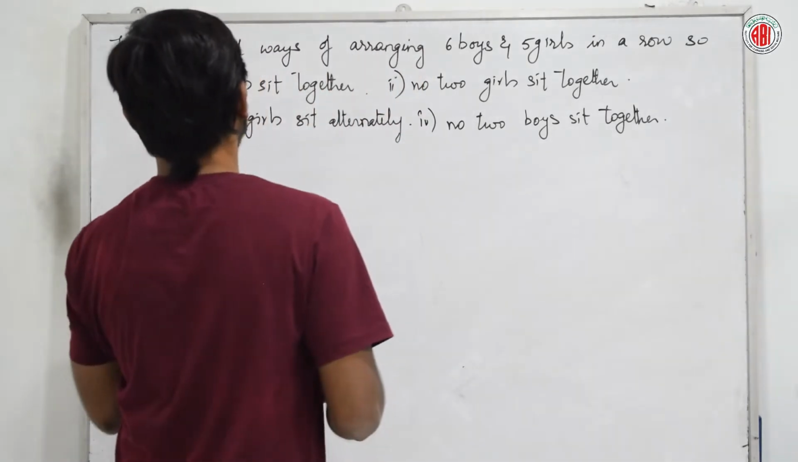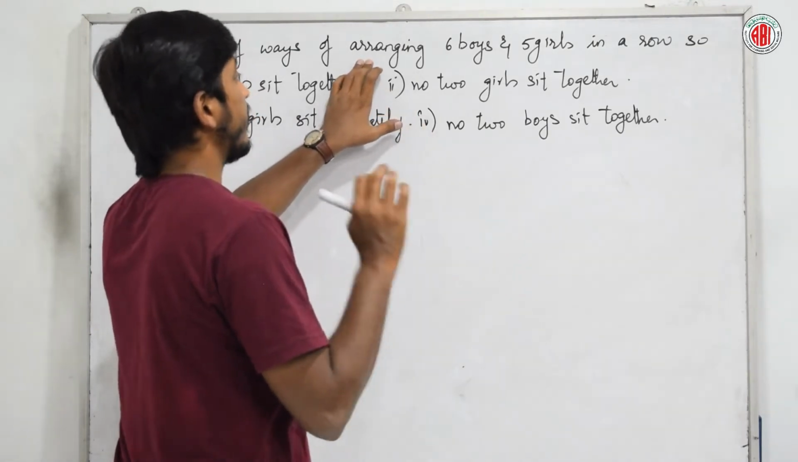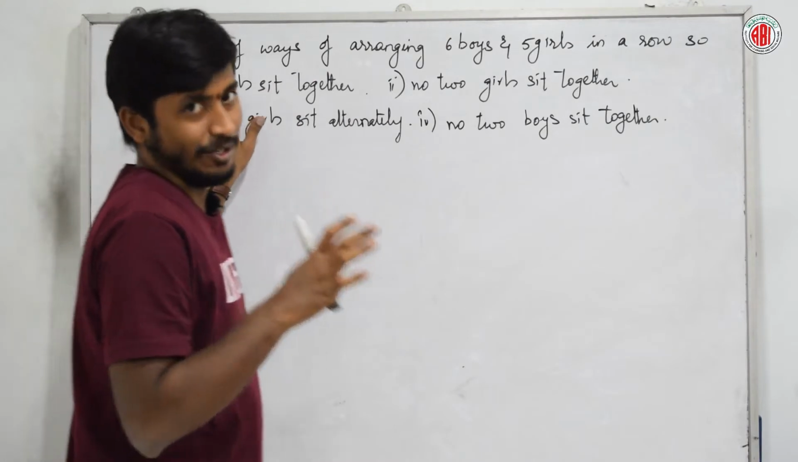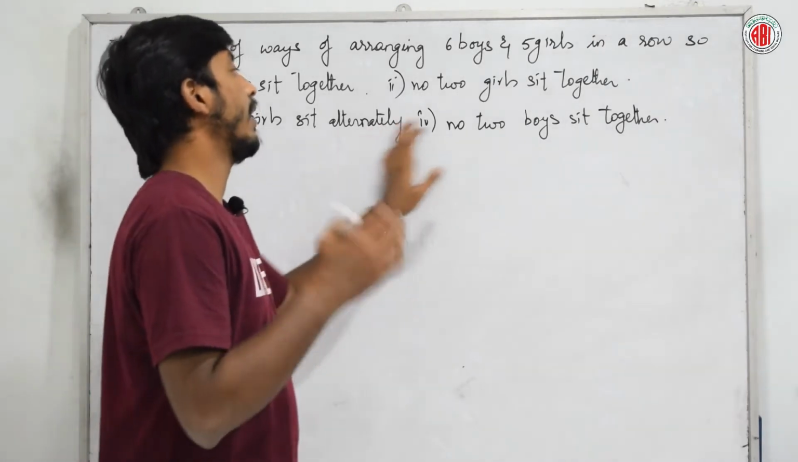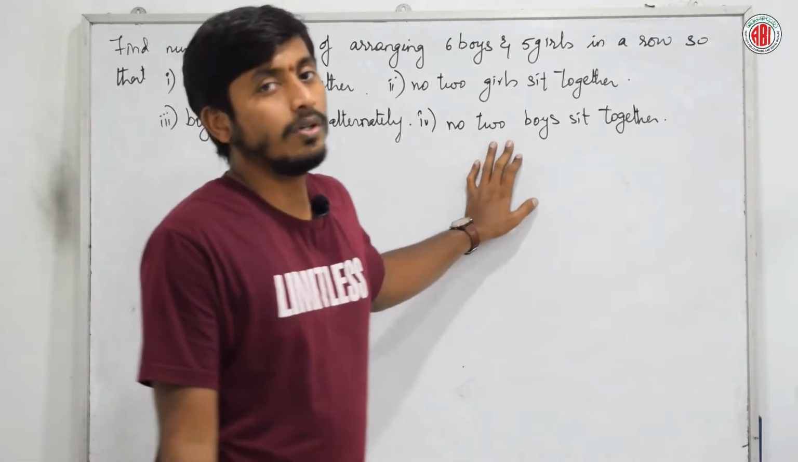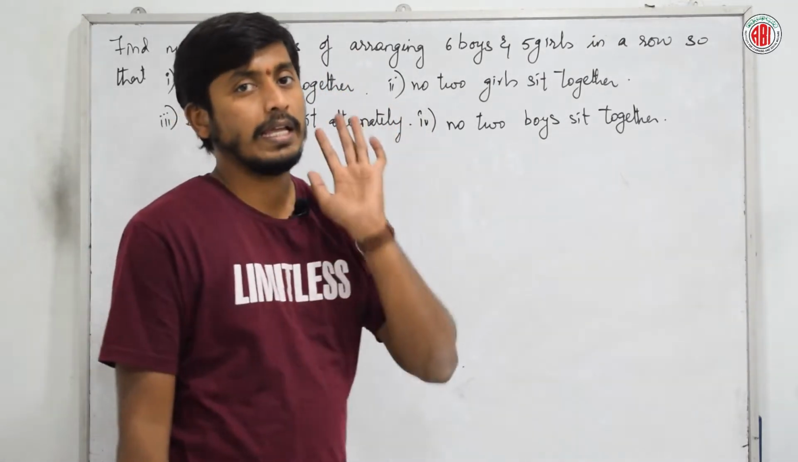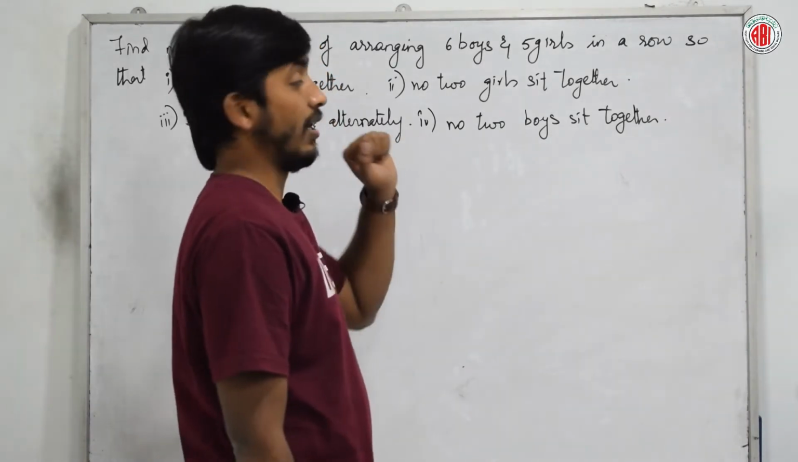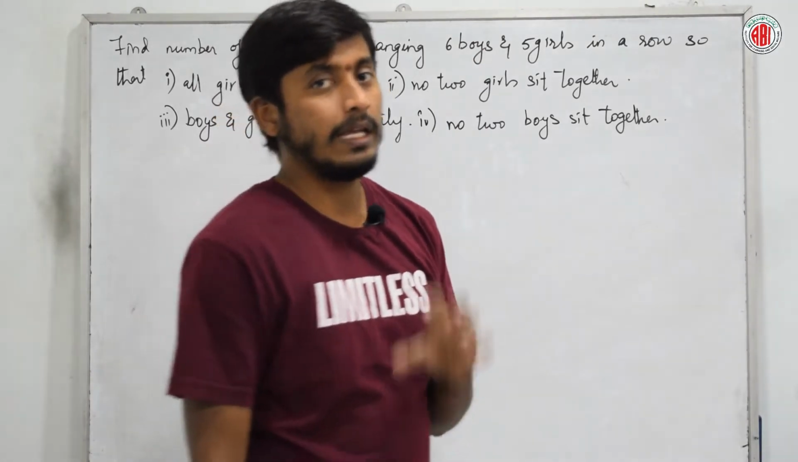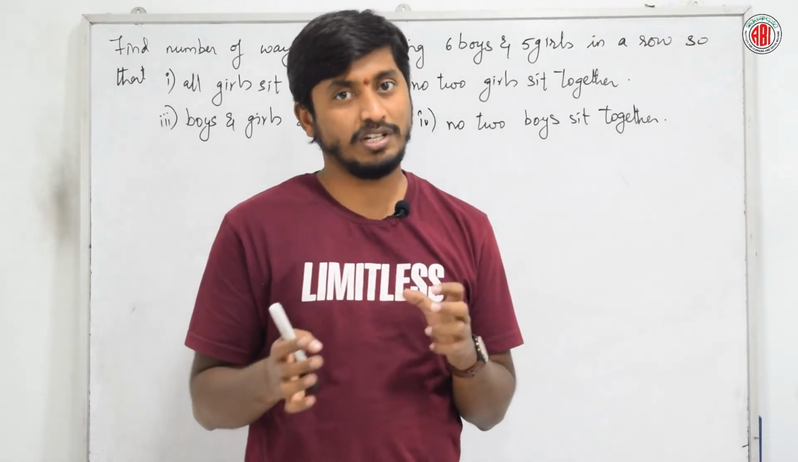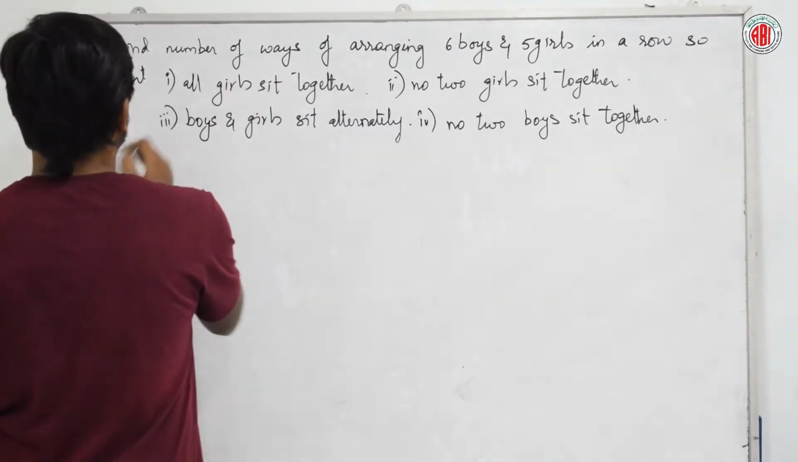The question is: find the number of ways of arranging 6 boys and 5 girls in a row so that all girls sit together, no 2 girls sit together, boys and girls sit alternately, and no 2 boys sit together. So we have to write how we can arrange under these conditions. Just tell me what items we have: 6 boys and 5 girls. Just consider them as objects. How do we arrange? He is telling that all girls sit together.